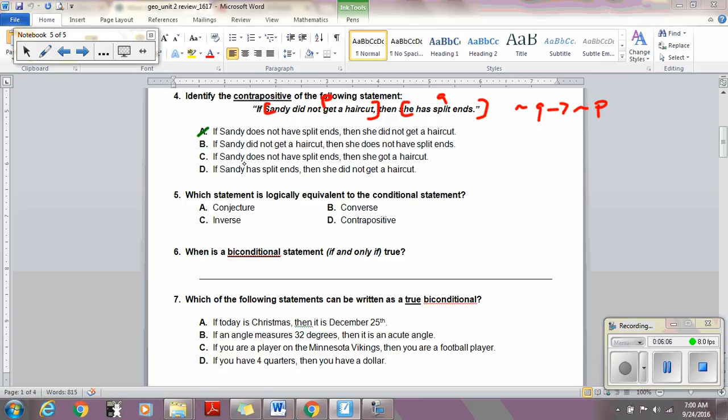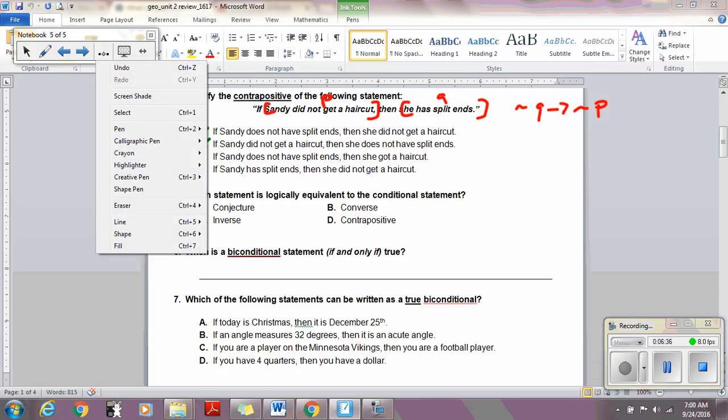B says, if Sandy did not get a haircut, that's exactly what P said in the beginning in the original statement. Again, when we write the contrapositive, we want Q to come first. So we're going to eliminate choice B. C, if Sandy does not have split ends, so far so good, then she got a haircut. So that is both not Q and not P in the correct location. So our answer is C.